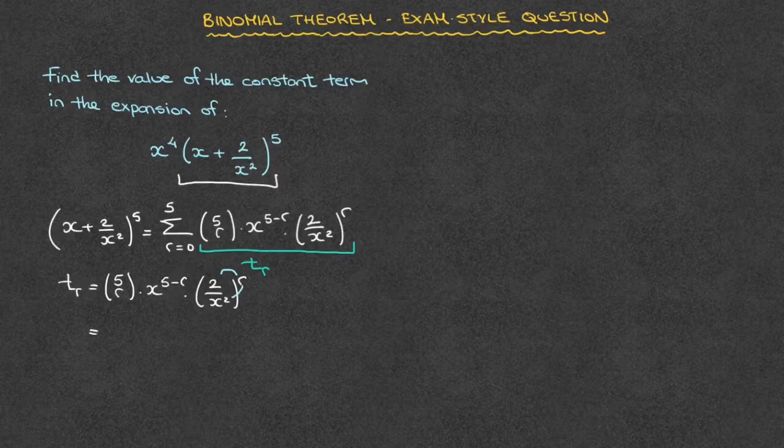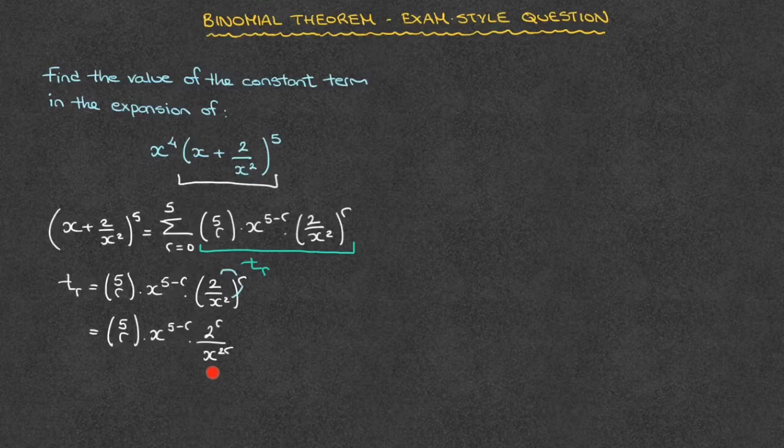So this equals the binomial coefficient 5r times x to the power of 5 minus r times 2 raised to the power of r over x to the power of 2 raised to the power of r, which is x to the power of 2r. The next thing I like to do is to get rid of any x's that we have on the denominator. Here we have x to the power of 2r on the denominator, and to get rid of it, I can rewrite this expression as 2 to the power of r times x to the power of negative 2r.